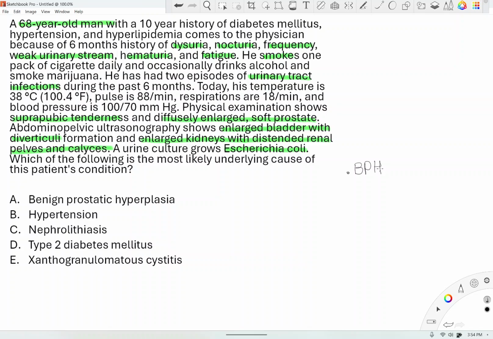But if the prostate is enlarged and it's firm and it's not tender, it's prostatic hypertrophy. But if the prostate was enlarged but tender, then it's prostatitis. Okay. It's telling you it's soft. It's not telling you it's tender. Instead of soft, if they use the word tender, then it will be prostatitis. Okay. So that's benign prostatic hypertrophy.